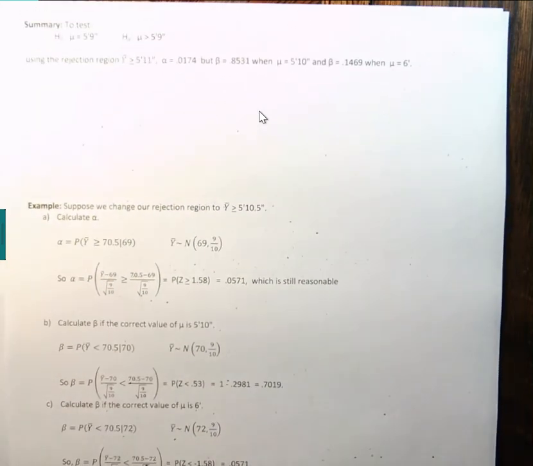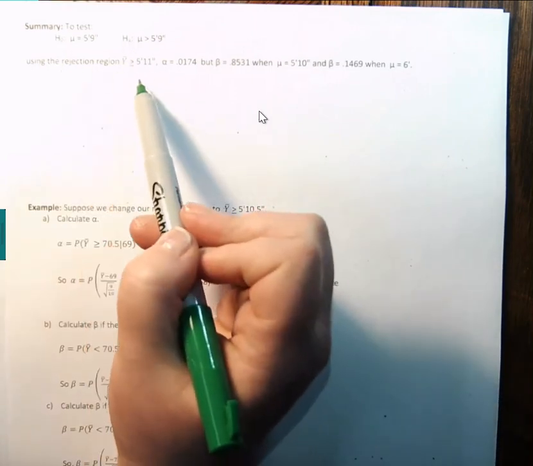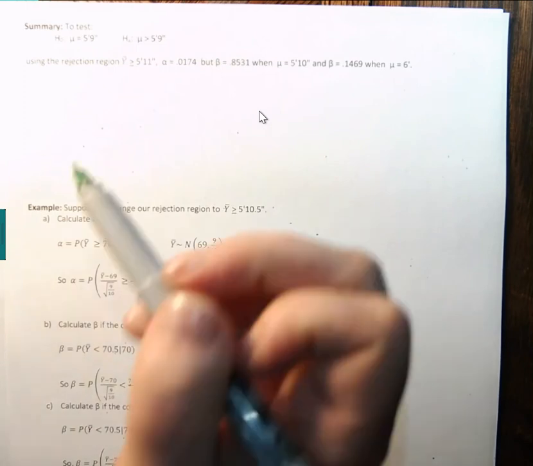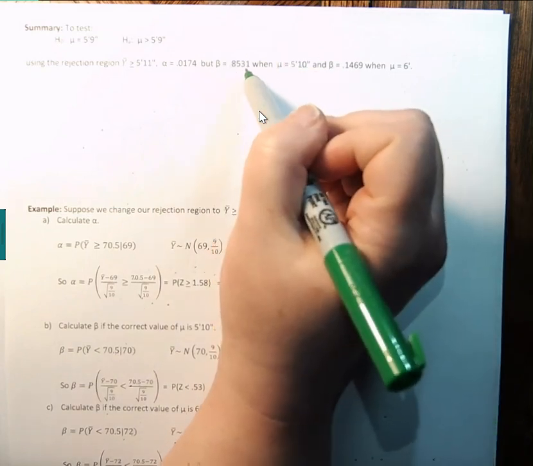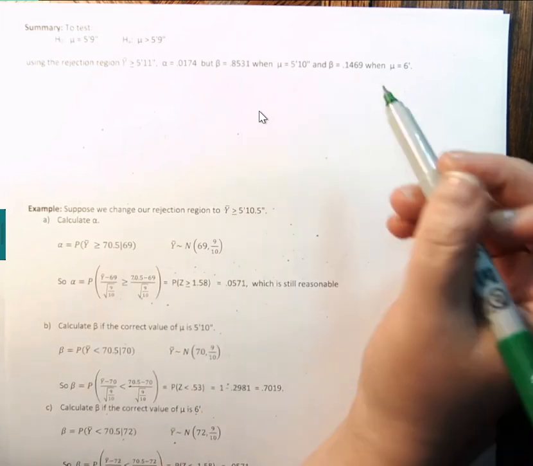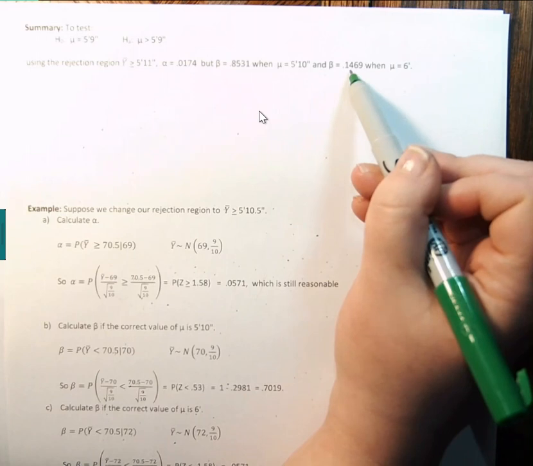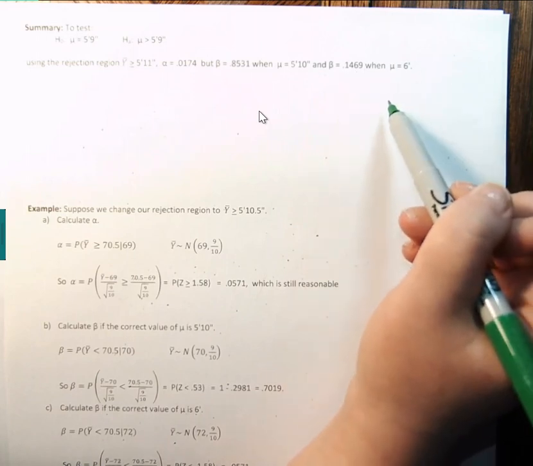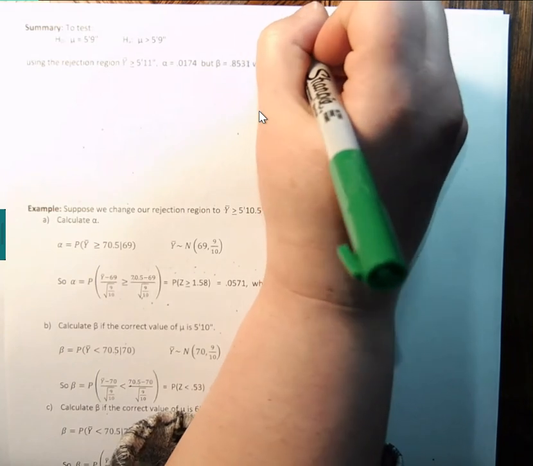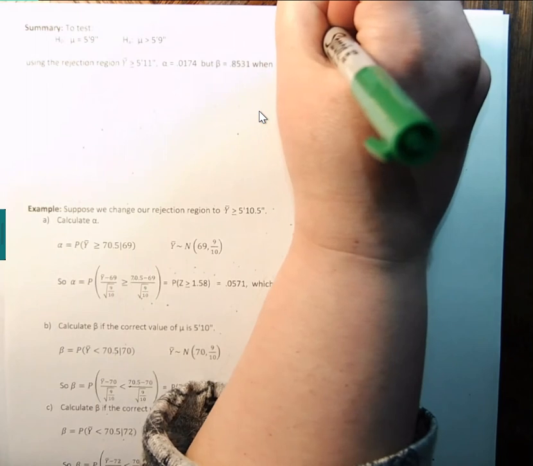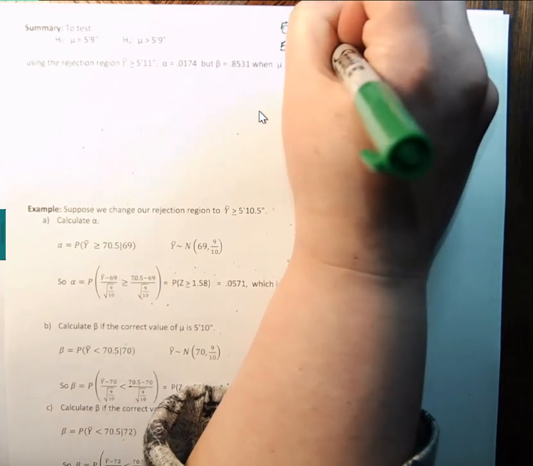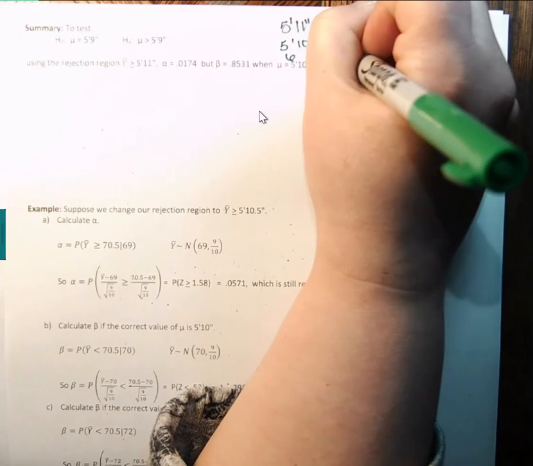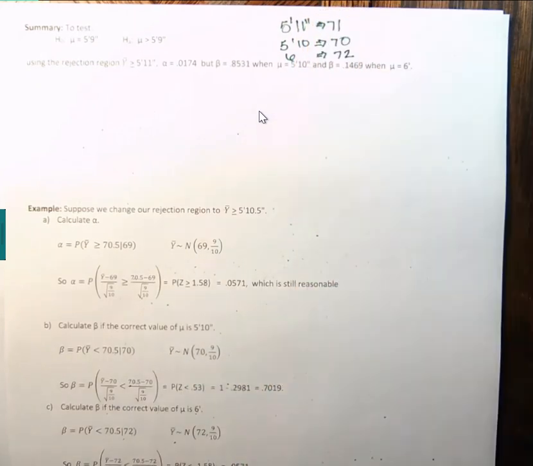So we're going to look at a summary of what's going on here. Using this rejection region, which is y bar greater than 5 foot 11, we find that our type 1 error is 0.0174, but beta is equal to 0.8531 when mu is equal to 5 foot 10 inches. And in the quiz portion, you're going to show that beta is equal to 0.1469 when mu is equal to 6 feet. Remember, we're converting our feet and inches over to just inches. So that's where those values are coming from.